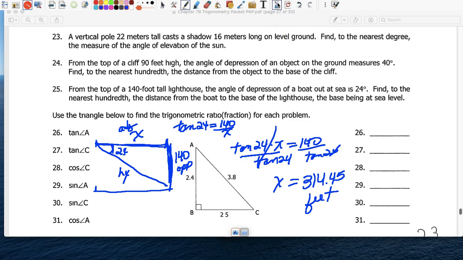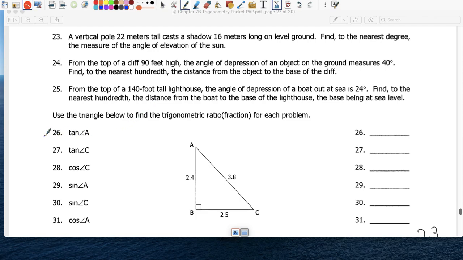And then the last group of questions. Why is this not erasing? Okay, here we go. Number 26. So here's angle A. We want tan of angle A. So tangent of angle A would be the opposite, which is this guy, 2.5, over the adjacent, which is 2.4. Okay. Which you can just, I guess, leave like that.